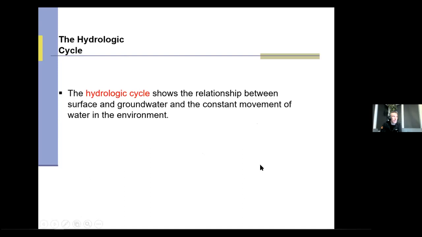We'll talk a little bit about the hydrologic cycle. And that always shows up on some tests, right? Always. So pay attention to this part here. This is the relationship between surface and groundwater and the water moving through the atmosphere, right? So water is a big cycle, and we'll look at that in a few minutes here.